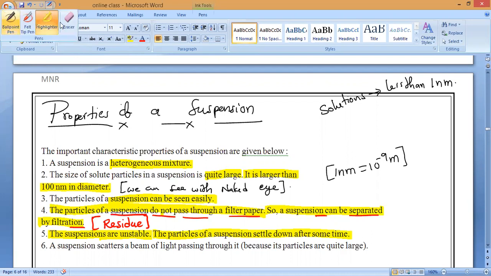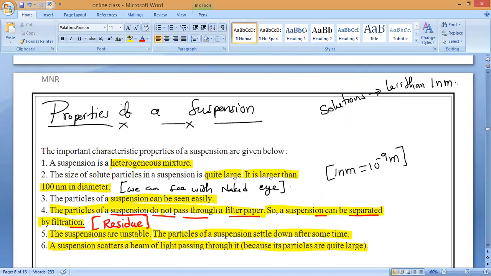Okay. Next, will they scatter the light or not? They will scatter a beam of light passing through it, because its particles are quite large in size. They scatter the light when the particles are floating. Do you understand, Hari? When the particles are floating, it will be scattering the light. Is it okay, all of you?